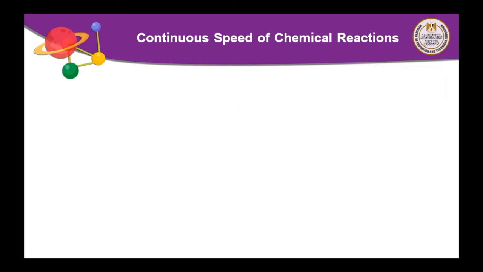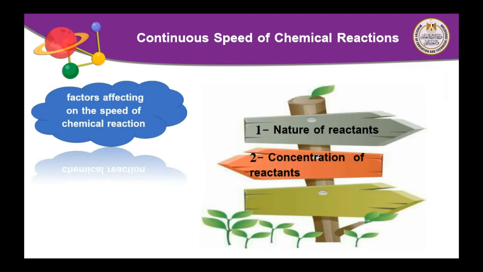What are the factors that make the chemical reaction change? We have 4 factors. Number 1, nature of reactants. Number 2, concentration of reactant. Number 3, temperature. Number 4, catalyst and enzyme.